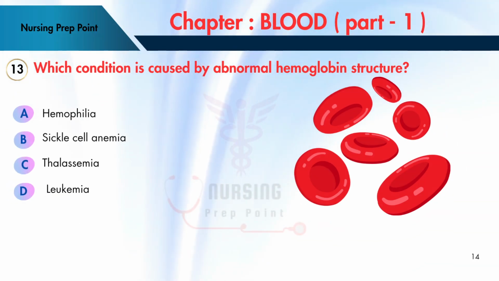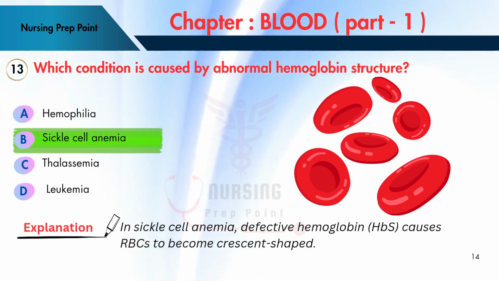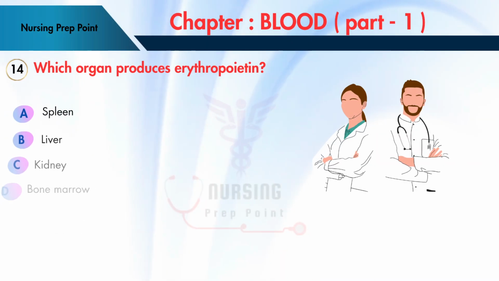Which condition is caused by abnormal hemoglobin structure? Option A, hemophilia. Option B, sickle cell anemia. Option C, thalassemia. Or option D, leukemia. The correct answer is option B, sickle cell anemia. Explanation. In sickle cell anemia, defective hemoglobin, HbS, causes RBCs to become crescent-shaped.